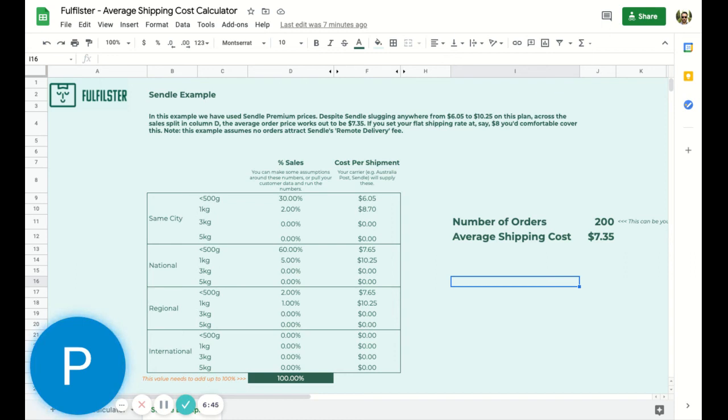Anyways, I hope this has been helpful. The people in the Shopify Australia group, it's been a discussion that we've had many times there. That's why I actually created the shipping calculator. But yeah, I hope it's been of some help.